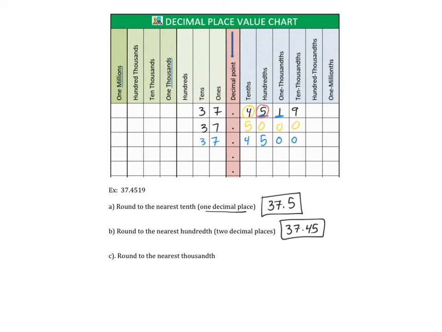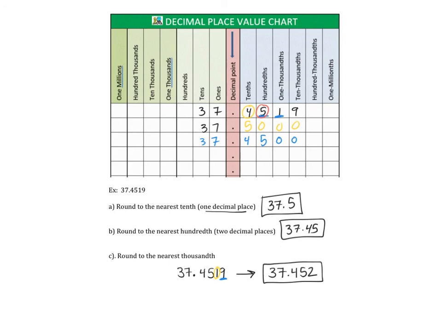And one more. See if you can try it. Give yourself a little bit of time. You can pause the video and see if you get it correct. So our number would become 37 and 452 thousandths, because we look at our thousandths place here, and that is followed by a 9, and the 9 is big enough to round our 1 up to 2.